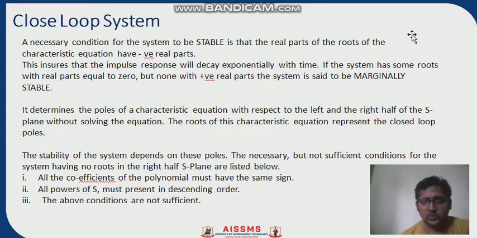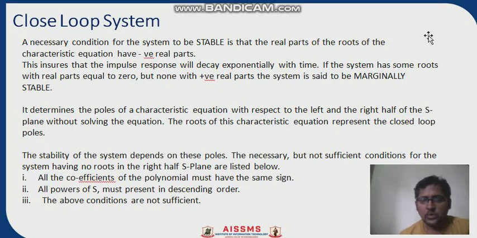In the closed loop system, a necessary condition for the system to be stable is that the roots of the characteristic equation have negative real parts. This ensures that the impulse response will decay exponentially with time. If the system has some roots with real part equal to 0 but none with a positive real part, then the system is said to be marginally stable.